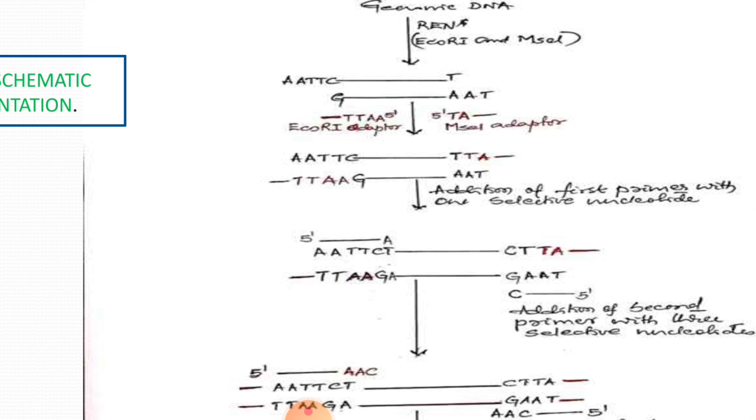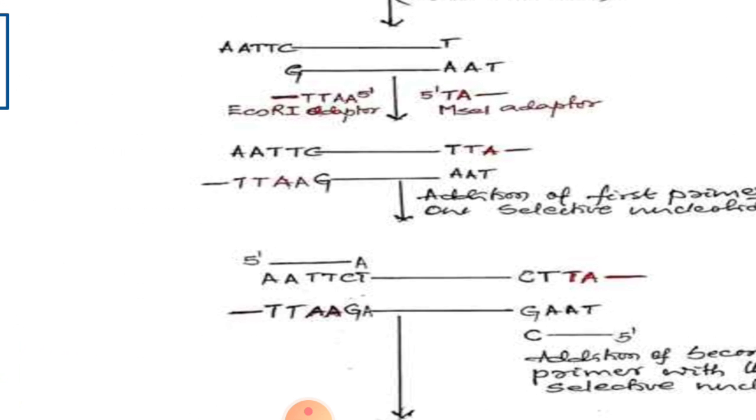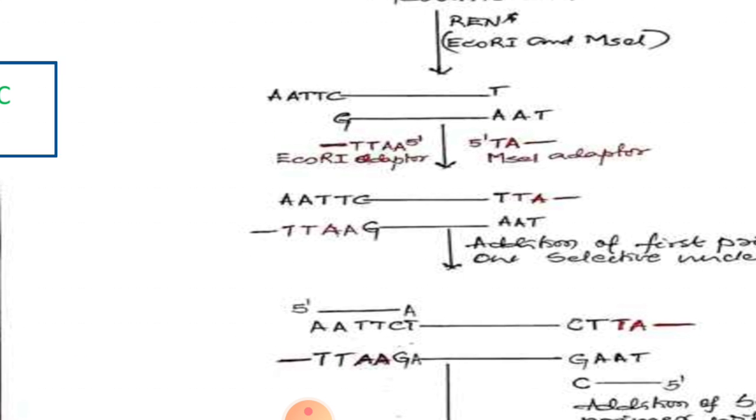Adapters can be designed for different restriction endonucleases, and accordingly you can use whichever adapter you want for your experiment. Okay. So to run the PCR, before running you have to modify the cut ends, for which you have to ligate the DNA fragments with EcoR1 and MSEL adapters. See, here is the case. This side I have shown EcoR1 adapter and this side I have shown MSEL adapter. Right? They can be designed in the laboratory.